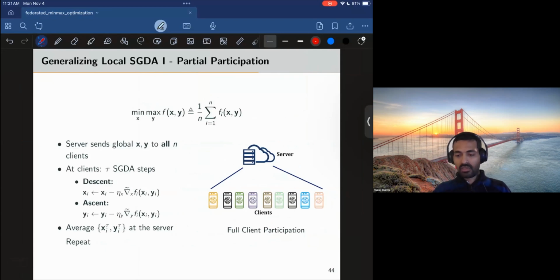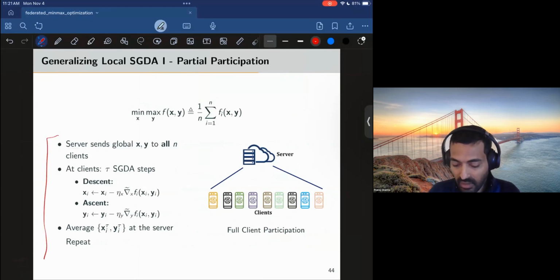Okay, so far the algorithm which we looked at, which is precisely this, gave us some convergence, but it had some restrictions. So let's discuss what those restrictions are, and then we'll discuss how we can lift them.